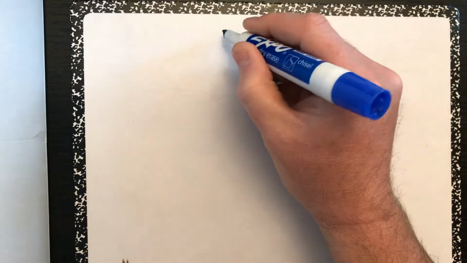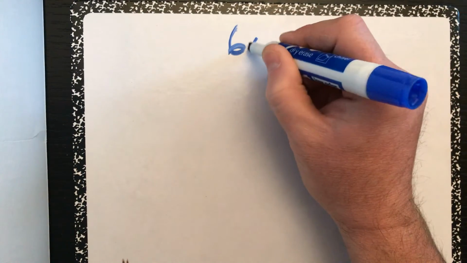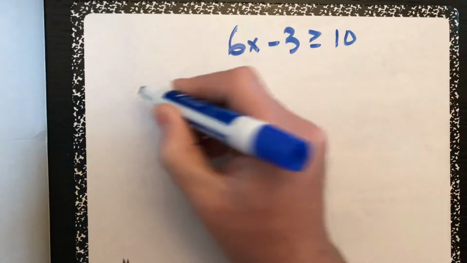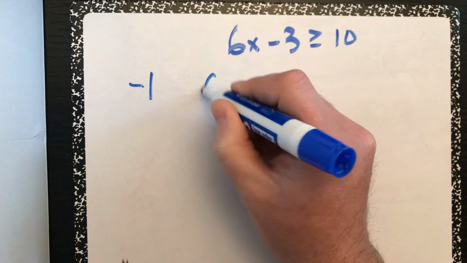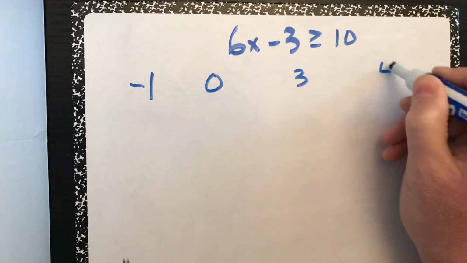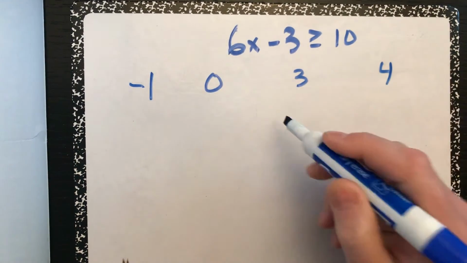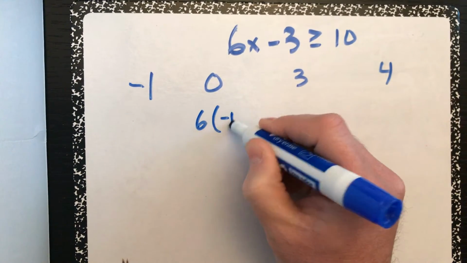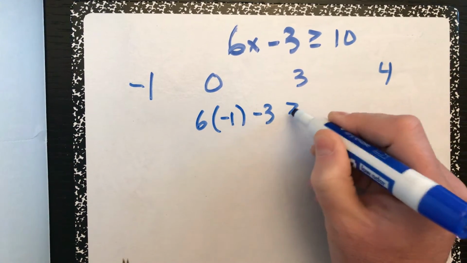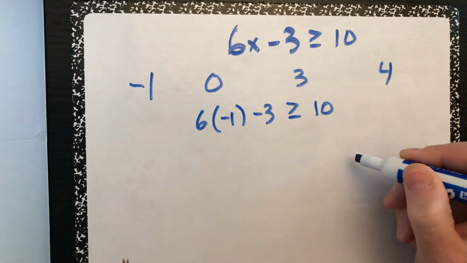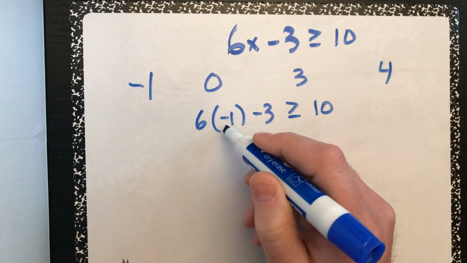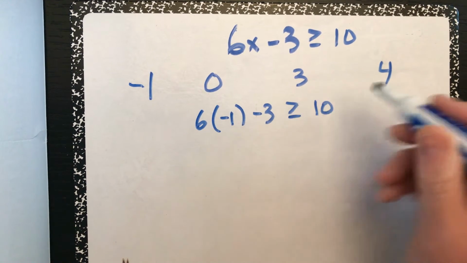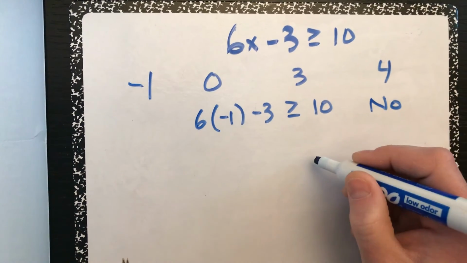Now, sometimes they'll give you the inequality, like 6x minus 3 is greater than or equal to 10. And then they'll give you numbers to plug in, and you have to plug these 4 numbers in to see if it works. So first you would do 6 times negative 1 minus 3. Is that greater than or equal to 10? Well, 6 times negative 1 is negative 6. Minus 3 is negative 9. Negative 9 is not greater than 10.